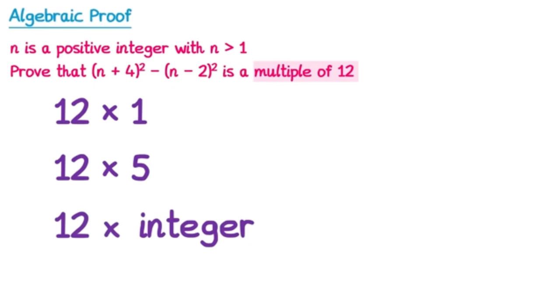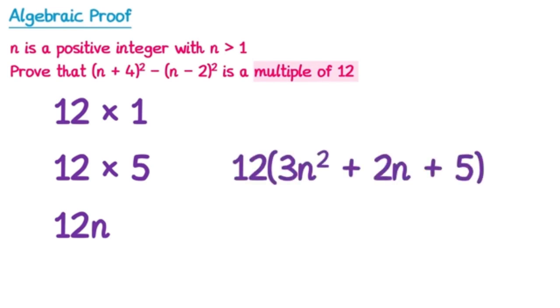Since in this question we're told that n is an integer, we could replace the word integer here with n. So 12 times n, which is 12n, must also be a multiple of 12. In fact, 12 multiplied by 3n squared plus 2n plus 5 will also be a multiple of 12. This is because 3n squared plus 2n plus 5 must be an integer, and 12 multiplied by any integer will give you a multiple of 12. We're going to use this idea in this proof.